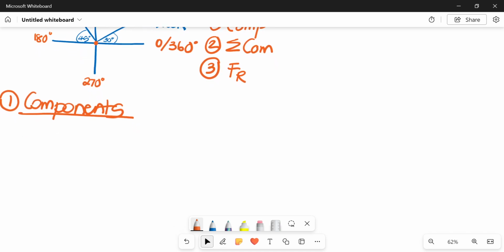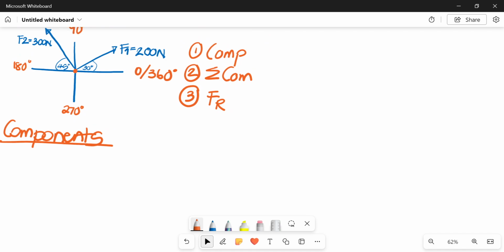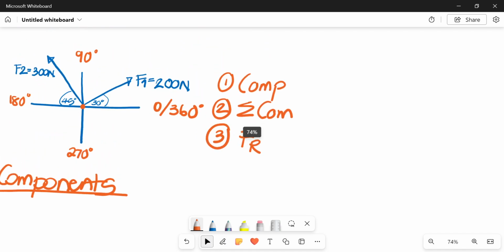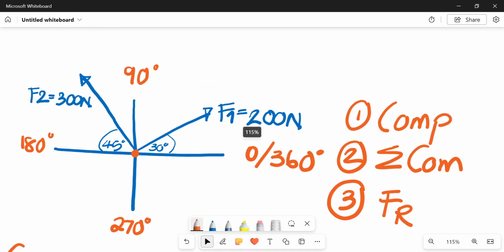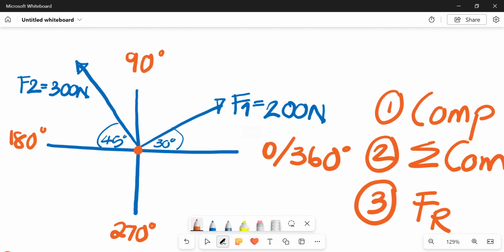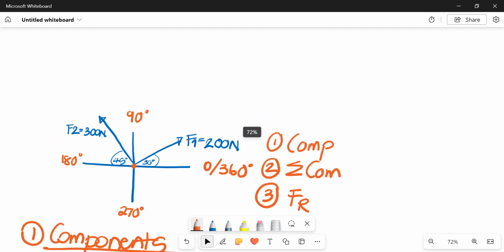So I'm just going to go back to the same diagram. Just zoom it out a little bit. Okay, great. So we have force 1, force 2 on there. And you would remember, just a recap, how we go about finding our components.